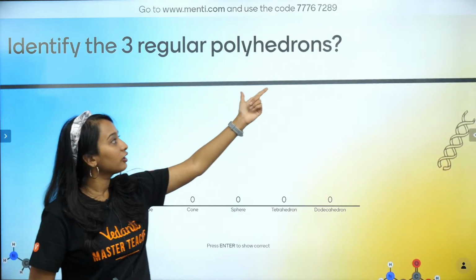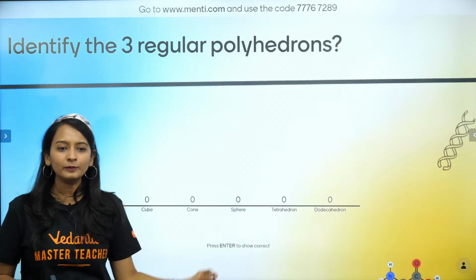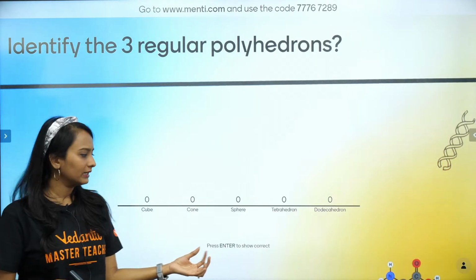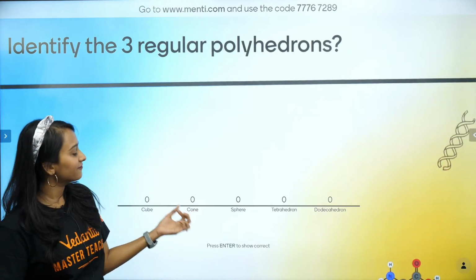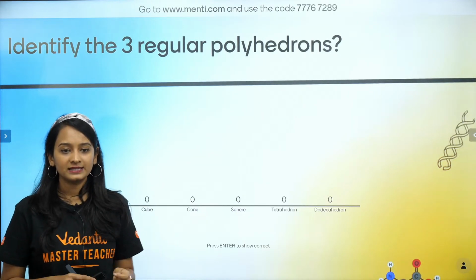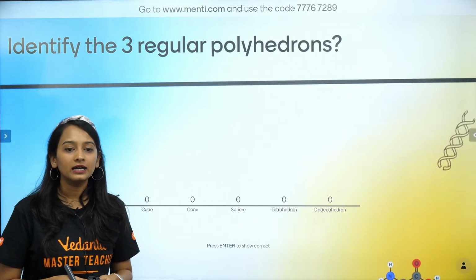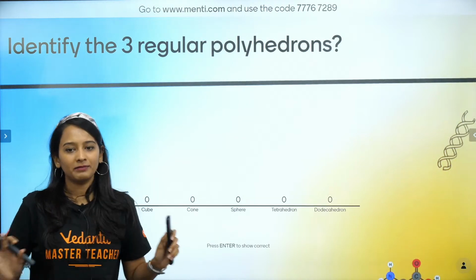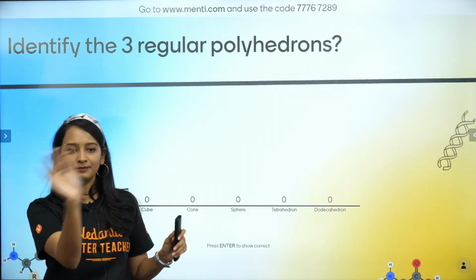Identify 3 regular polyhedrons. Are you able to click here? Are you able to click? Identify the 3 regular polyhedrons. A dot, 0, yes, a dot has no dimensions, guys. It's just a dot, no dimensions there.